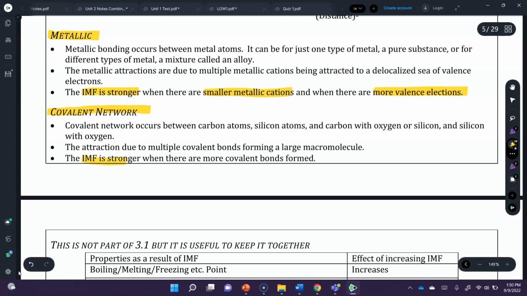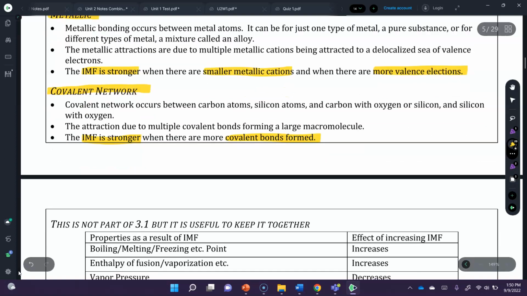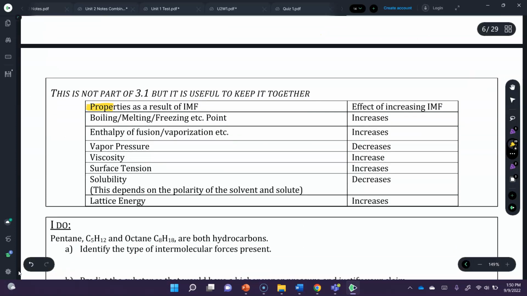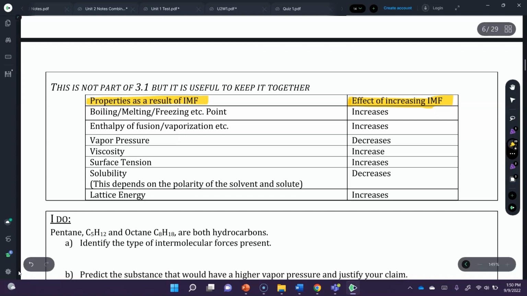The intermolecular force is stronger when there are more covalent bonds formed. Okay, so they create very large covalently bonded lattices, and these end up being very strong forces. Okay, so these are important to consider because we will keep coming back to them. These are physical properties, and lattice energy is a chemical property, but these are properties that result because of intermolecular forces.